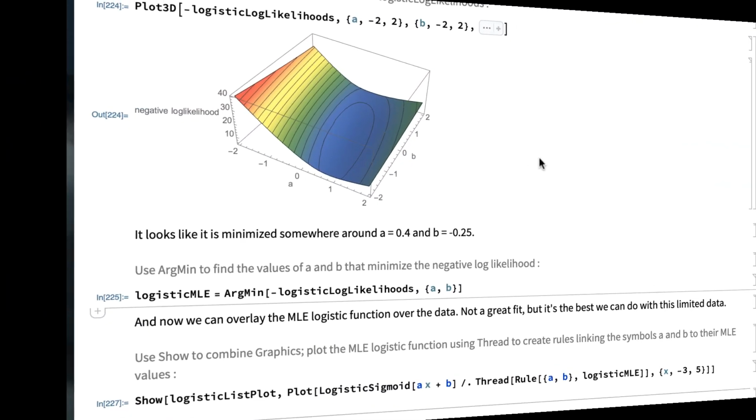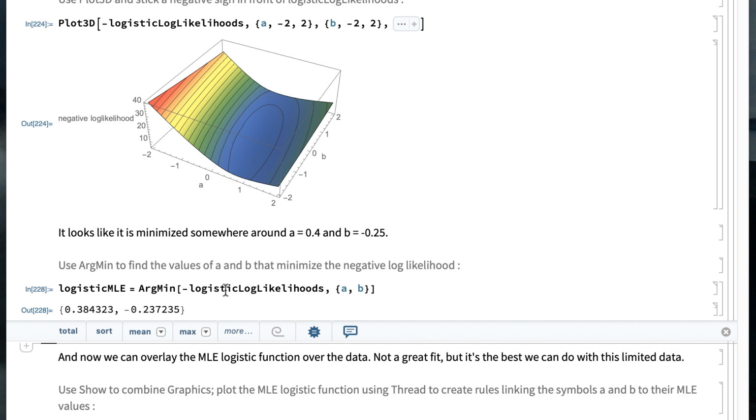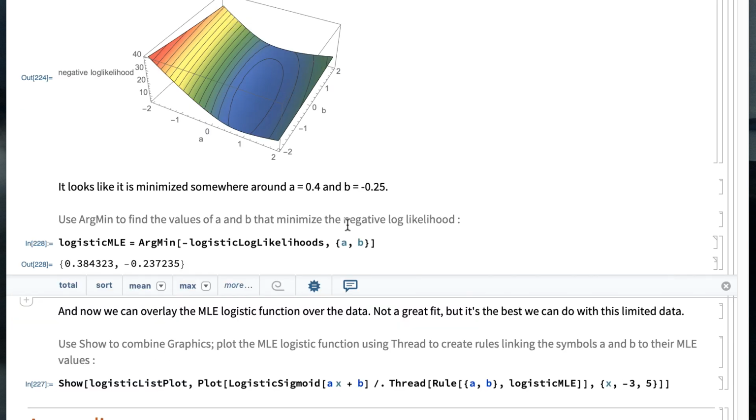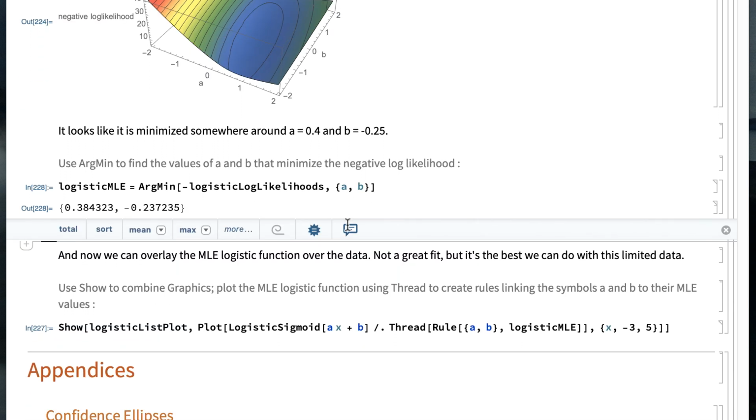All right. Let's use argmin now to figure out the values of A and B that minimize the negative log likelihood, or logistic log likelihood here. So we'll just run this code, and it looks like it's minimized when A is about 0.384 and B is about -0.237. So what we can now do is overlay our best fit onto our data.